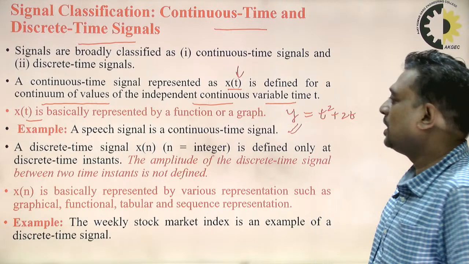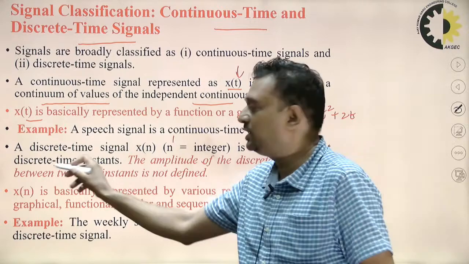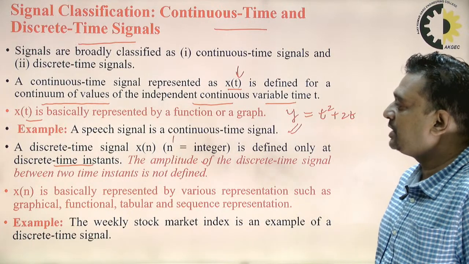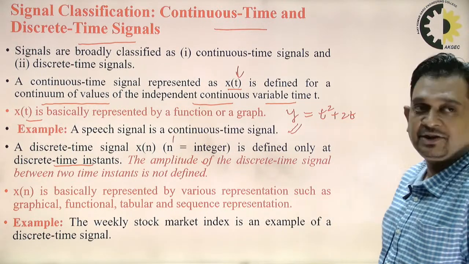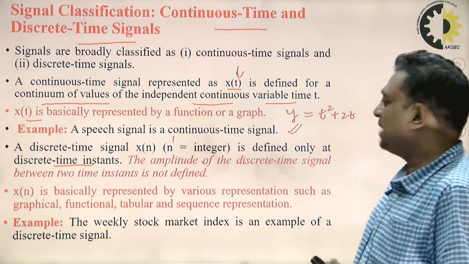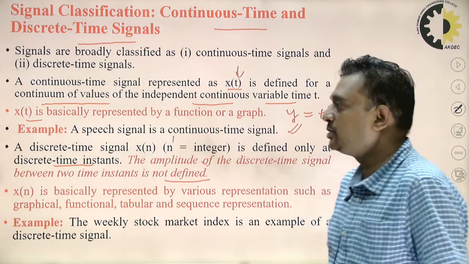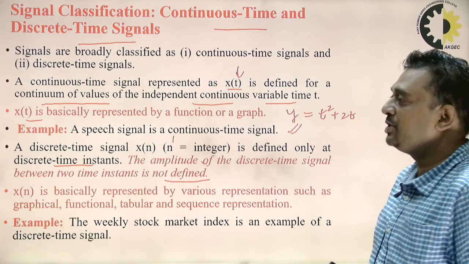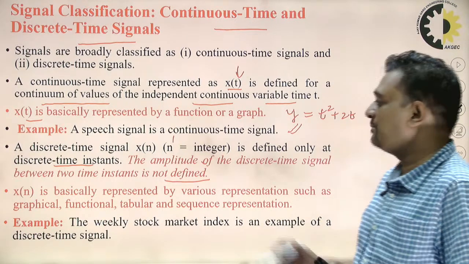Now if we talk about discrete time signals, a discrete time signal is defined only at discrete time instants, not at all time instants, and n needs to be an integer value. The important thing is that the amplitude of a discrete time signal between two time instants is not defined. It is not 0, it is actually not defined. Like in a continuous time signal, every time we have an amplitude value, here we cannot define the amplitude value between two time instants.